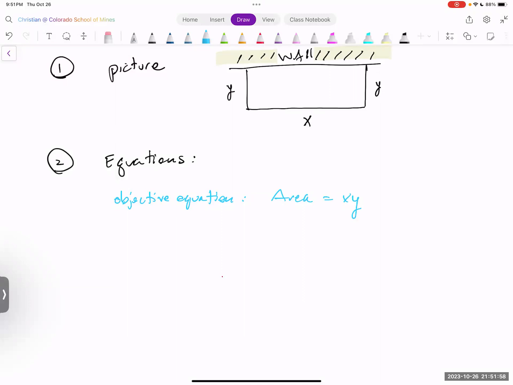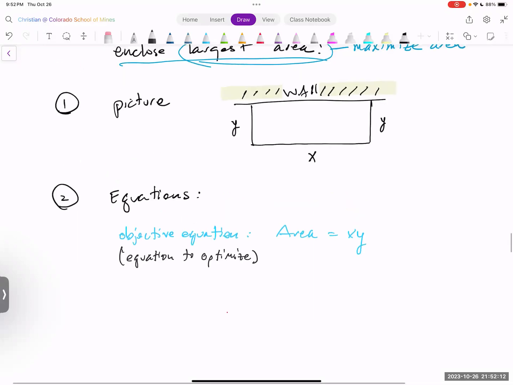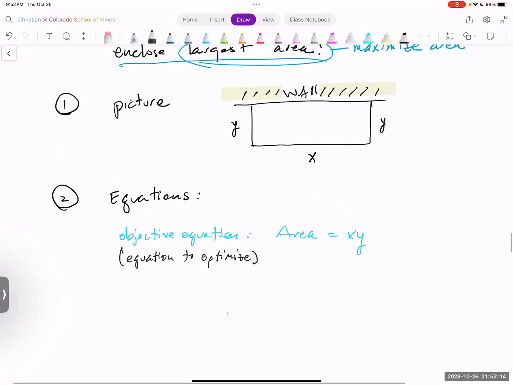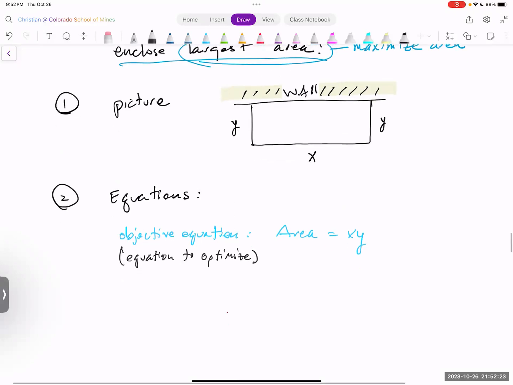We just said this is the equation to optimize. And by optimize, we mean we want to work with that equation and make it the biggest value we can find or the smallest value we can find.